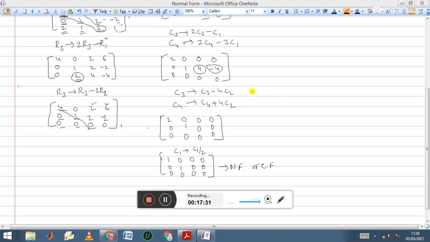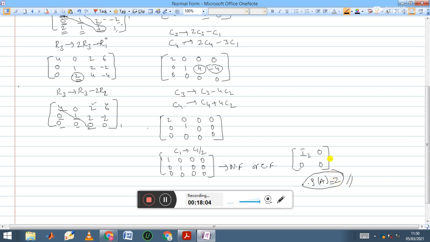Then what is the identity matrix you got here? It is the 2 cross 2 identity matrix. That means you can also write this as I2 0 0 0. In this form, I2 means how many non-zero rows are present here? There are 2 non-zero rows. Hence the rank of the given matrix is 2. Okay, this is known as normal form or canonical form. So it is very important.